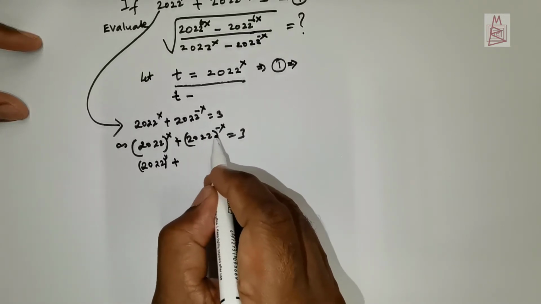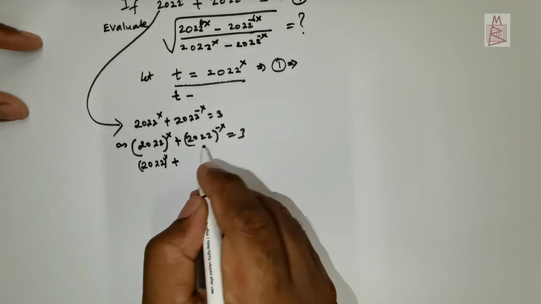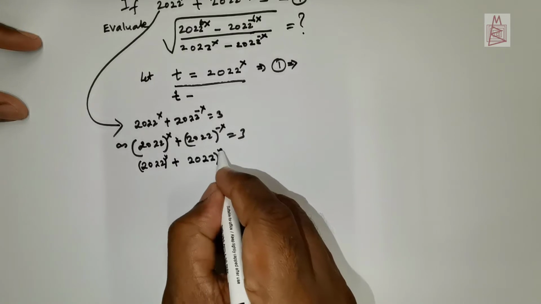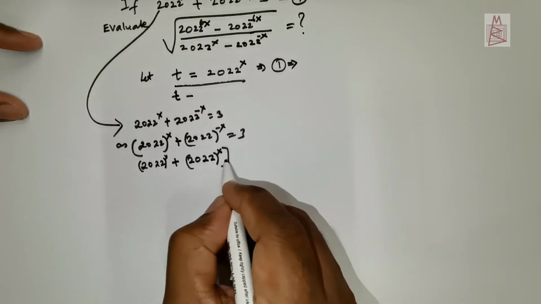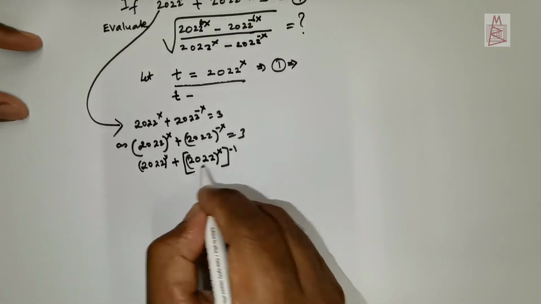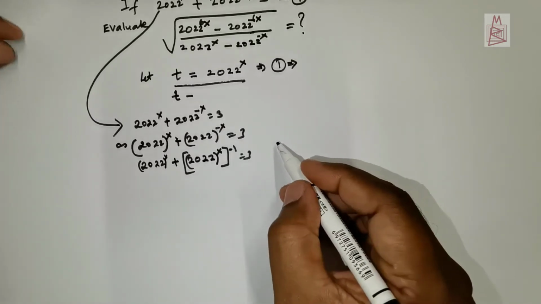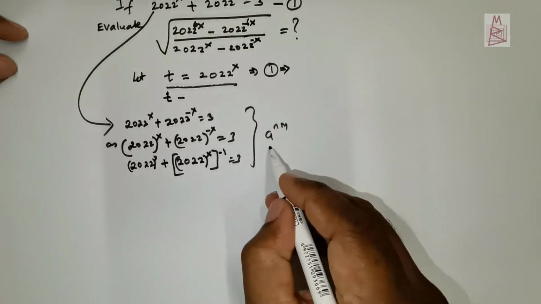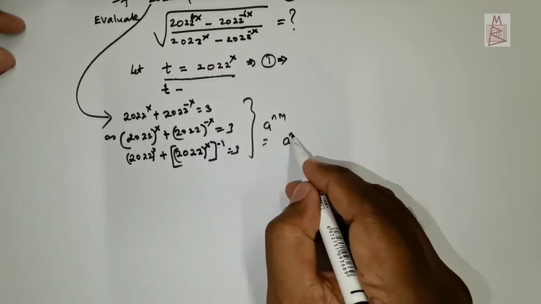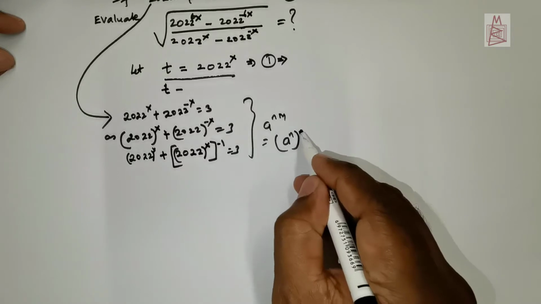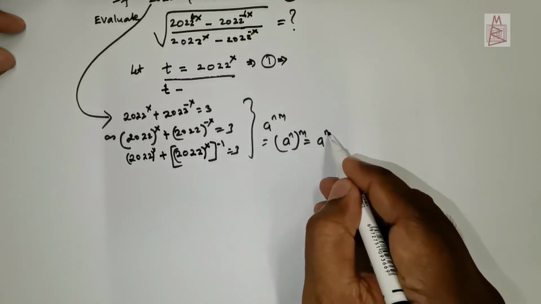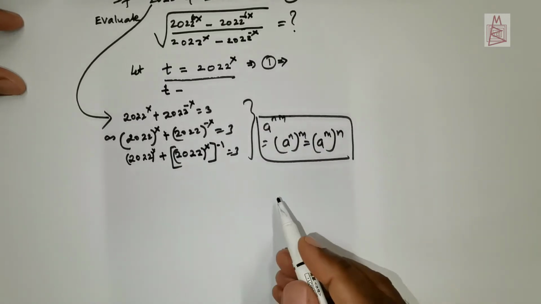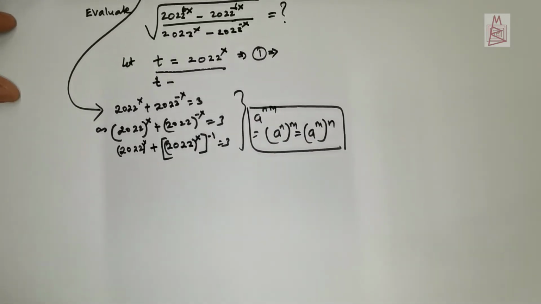But I have 2022 raised to the power negative x, which is a little bit ambiguous for me. So I'm going to write this as 2022 raised to the power x, and I'm going to raise it to the power negative 1, is equal to 3. Now algebraically, if you have a to the power n times m, you are free to write this as a to the power n, the whole raised to the power m, or a to the power m, the whole raised to the power n. I'm just using the algebraic concept, so this is purely possible.